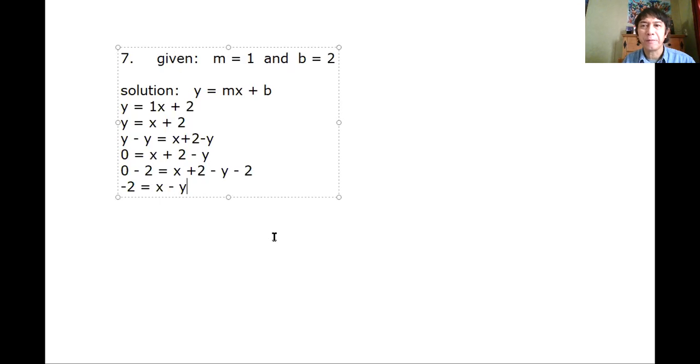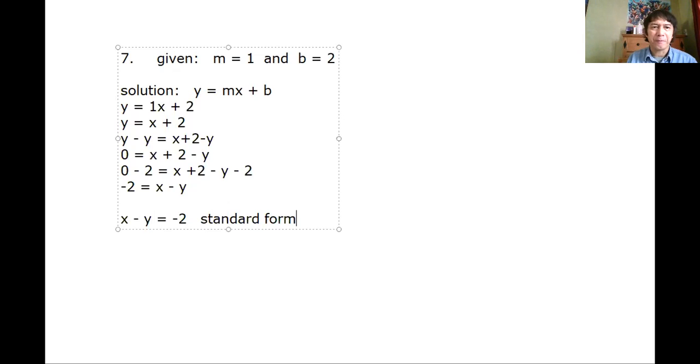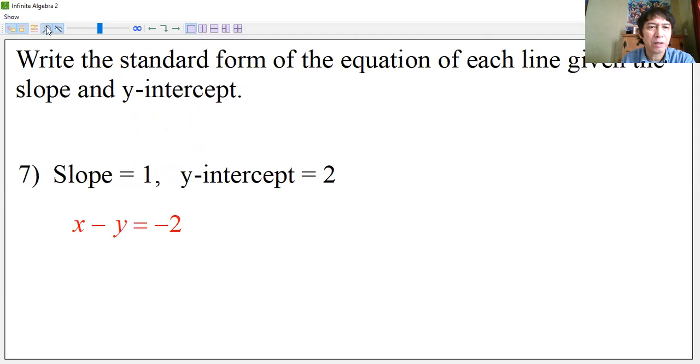So we're almost done. We will just exchange places and we will have the standard form. Left side becomes x minus y. Right side is the negative 2. And this is now the standard form. Okay, so we shall see the answer on the other side. Let's check. X minus y equals negative 2. That's our answer.